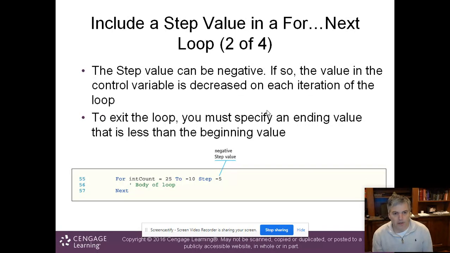Here's just an example of a negative step, so you can also loop backwards if you want to. We're starting at 25 and going to -10, and we're stepping backwards with a negative step value. Again, not something you're going to have to do with any of the examples in this chapter, but good to know that you can do it if you ever need to.